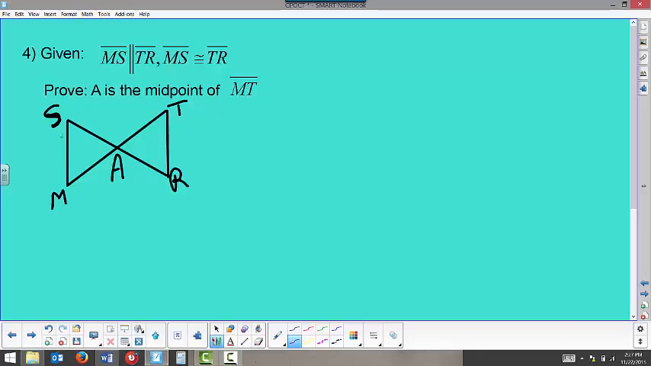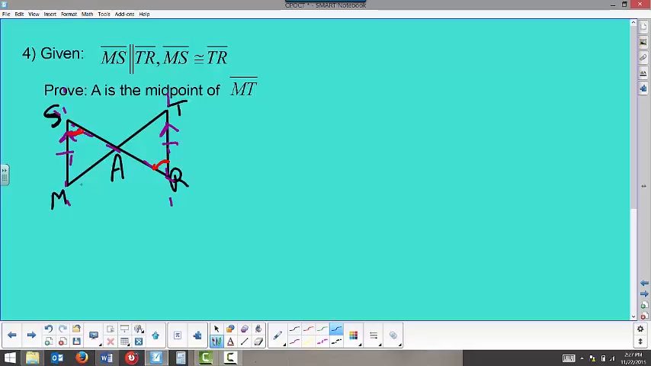So if I mark up the figure, I know that MS is parallel to TR. I also know it's congruent to TR. Those parallel markings are very important because they tell me something. If I look at these parallel lines with this transversal, then I know this angle right here, and I'll do that in red so you can see it a little better, would be congruent to this angle because they're alternate interior angles.